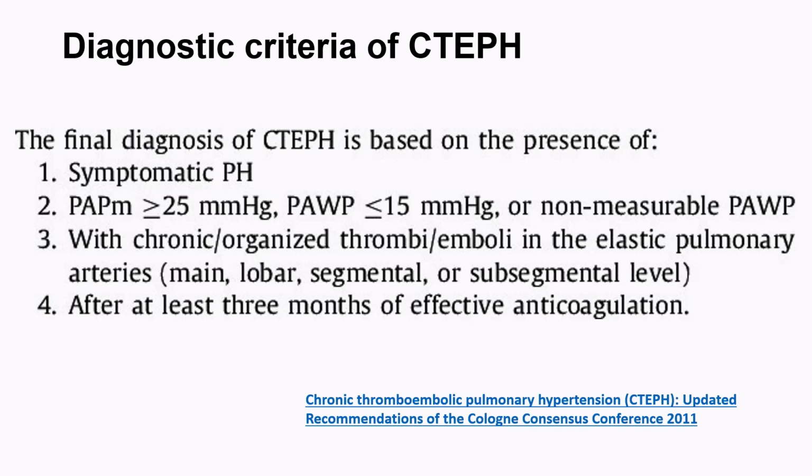These are the diagnostic criteria of CTEPH, including the symptoms related to pulmonary hypertension and the hemodynamic criteria: mean pulmonary artery pressure more than 25 millimeters of mercury, and pulmonary artery wedge pressure less than 15 millimeters of mercury, with imaging findings of chronic organized thrombi and emboli in the elastic pulmonary arteries, and effective anticoagulation for more than 3 months.